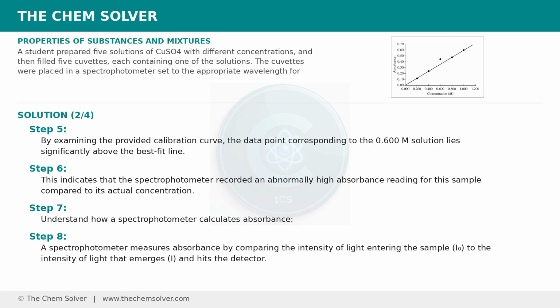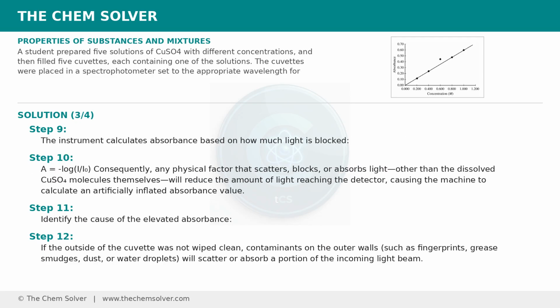A spectrophotometer measures absorbance by comparing the intensity of light entering the sample, I0, to the intensity of light that emerges, I, and hits the detector. The instrument calculates absorbance based on how much light is blocked. A equals log I over I0. Consequently, any physical factor that scatters, blocks, or absorbs light, other than the dissolved Q27 molecules themselves, will reduce the amount of light reaching the detector, causing the machine to calculate an artificially inflated absorbance value.